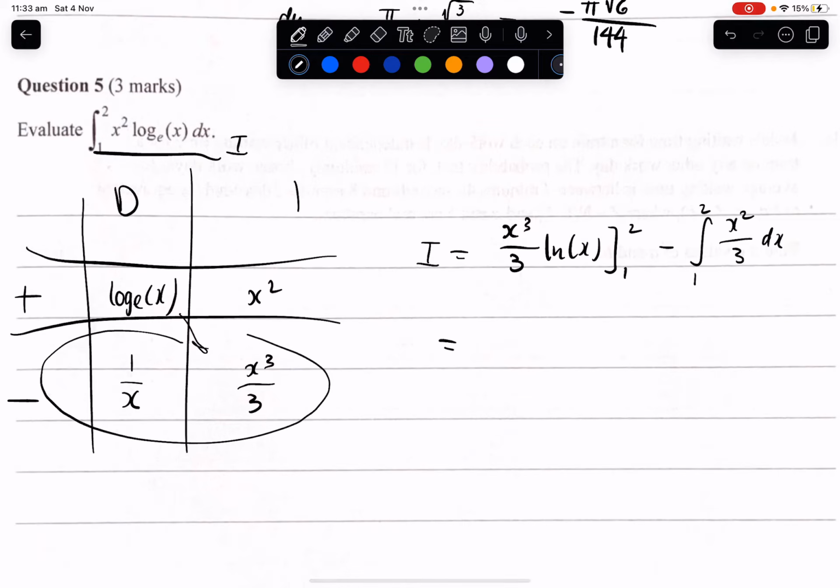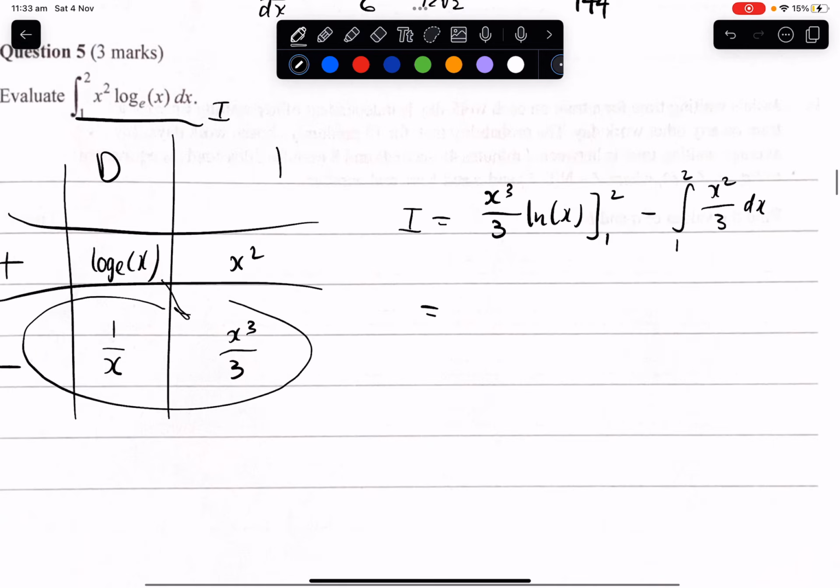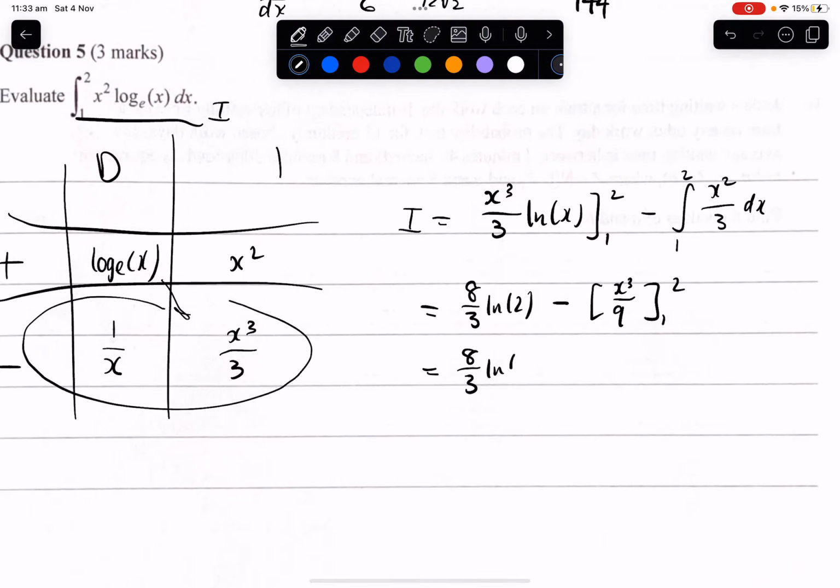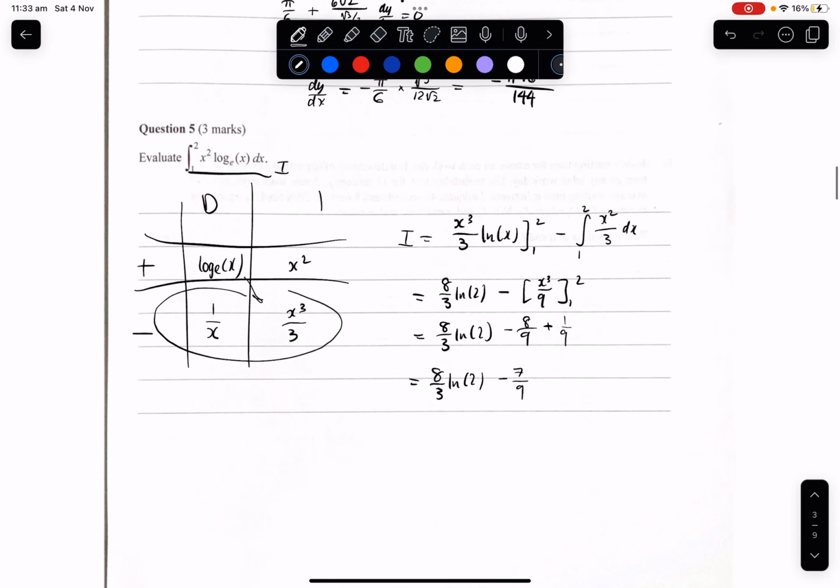dx. Now that is, if you sub in 2, you get 8 on 3 ln 2. If you sub in 1, you get 0, minus x cubed on 9 from 1 to 2, which is 8 on 3 ln 2, minus 8 on 9, and then minus turns into a plus 1 on 9. So this is 8 on 3 ln 2, minus 7 on 9, I hope. Alright.